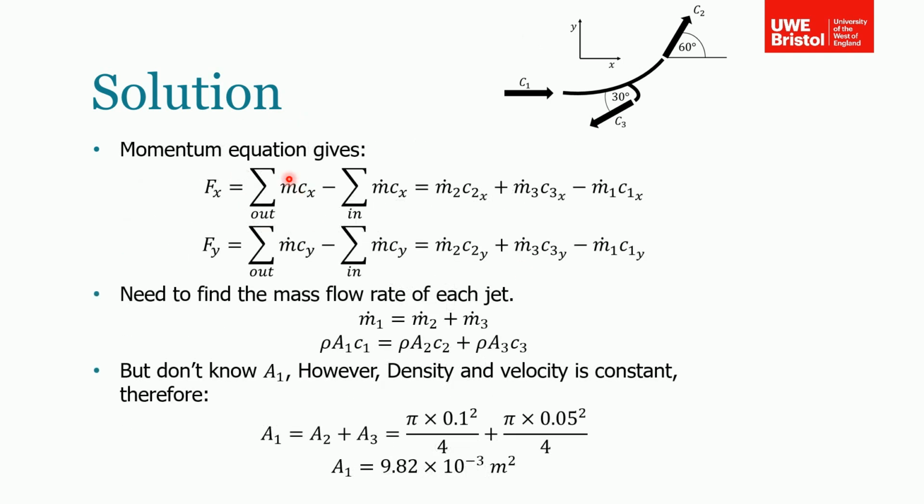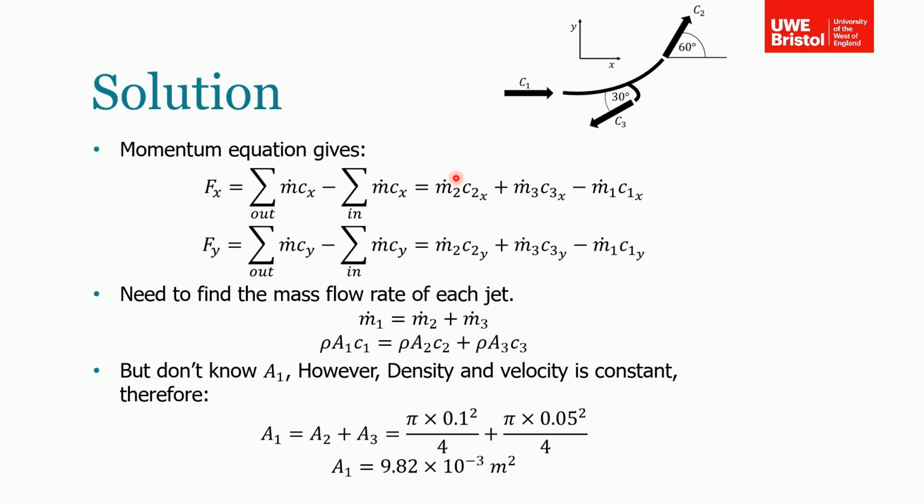Okay, so this is the general momentum formula. This calculates the force on the fluid in the x direction. So it's the sum of the mass flow rate times the x component velocity for our outlet jets, minus the mass flow rate times the x component velocity for all the inlets, and then the same but in the y direction as well.